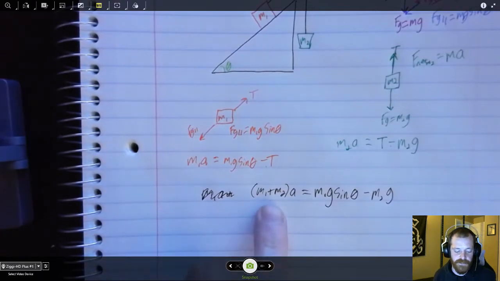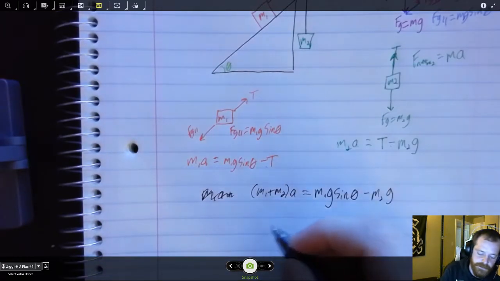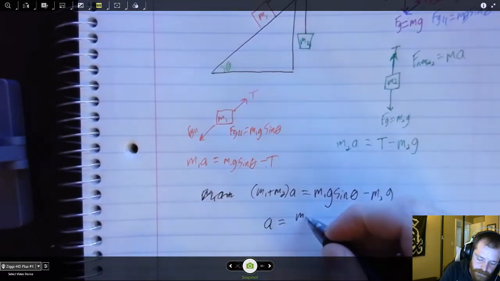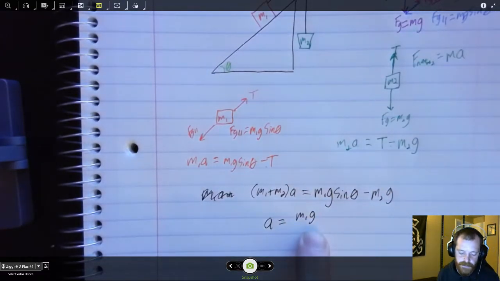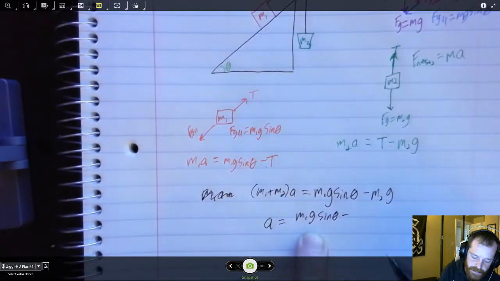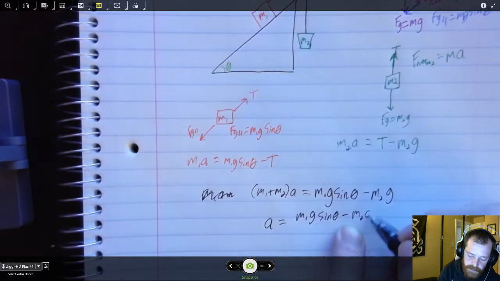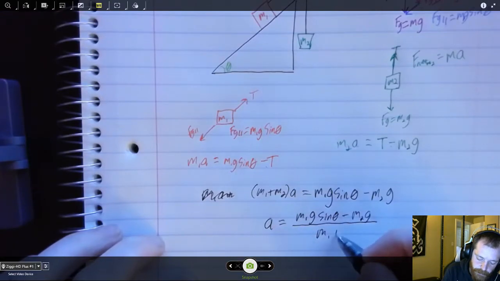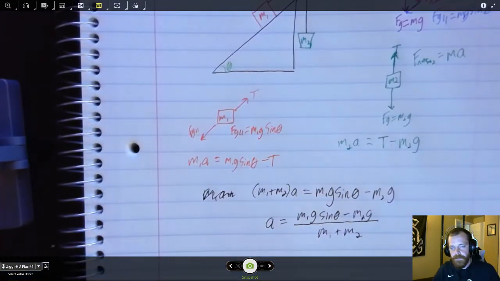And then if I wanted to solve for acceleration, all I have to do is divide both sides by m1 plus m2. So the acceleration of this box can be found by taking m1 times the acceleration due to gravity times sine theta minus the mass of the second box times the acceleration due to gravity, and I can divide that whole thing by m1 plus m2. So it's kind of a long roundabout problem, but that's how you would find the acceleration of that box.